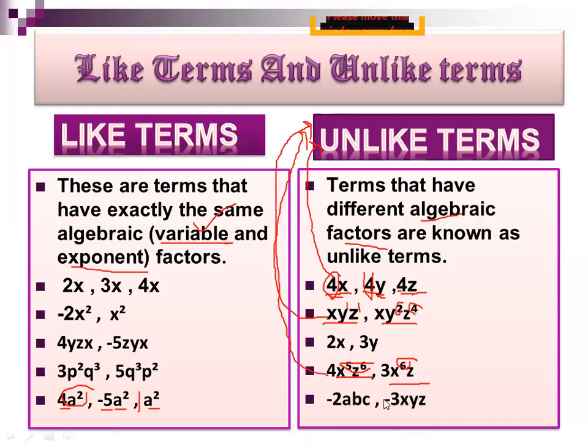Now this last one is absolutely an unlike term, because here the variables are ABC and here the variables are XYZ. So these are unlike terms. So if the variable and exponent are the same, you will say like terms. If the variables and exponents are different, you will say unlike terms.